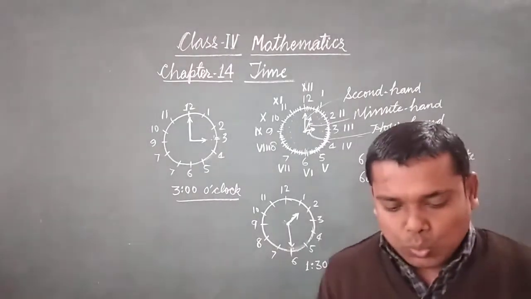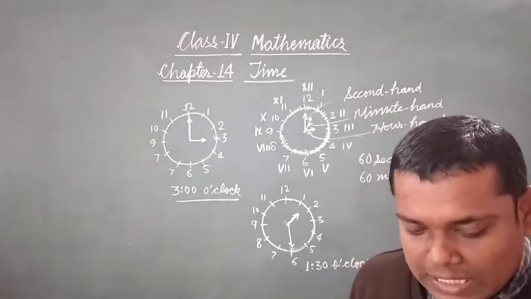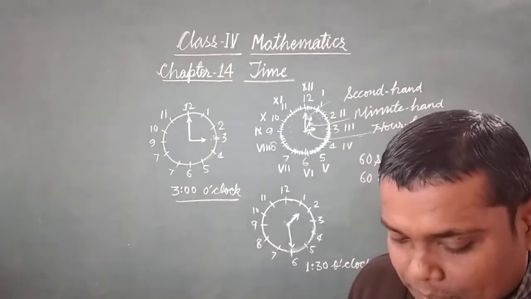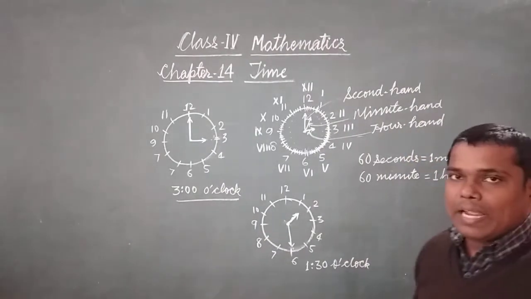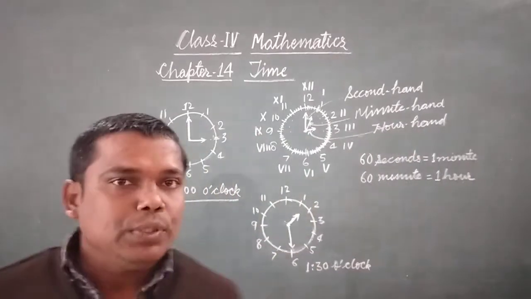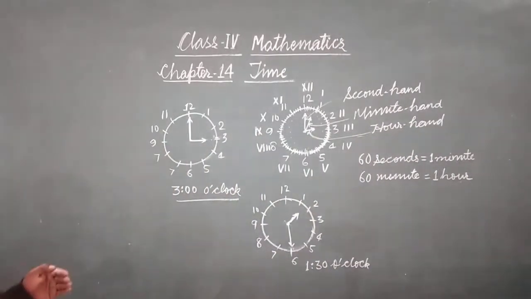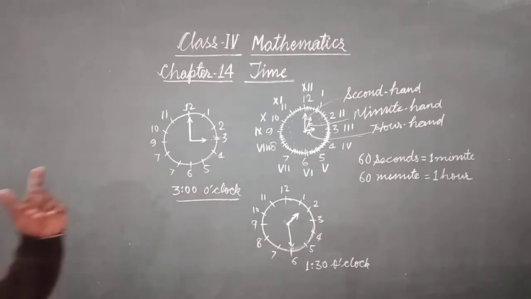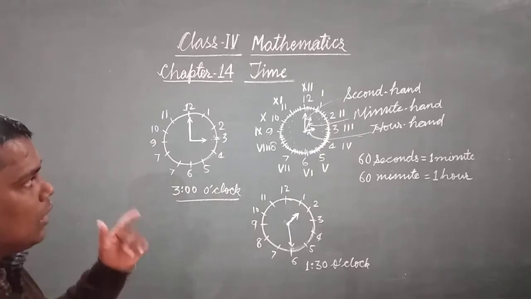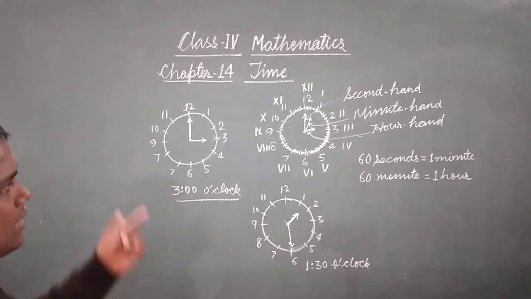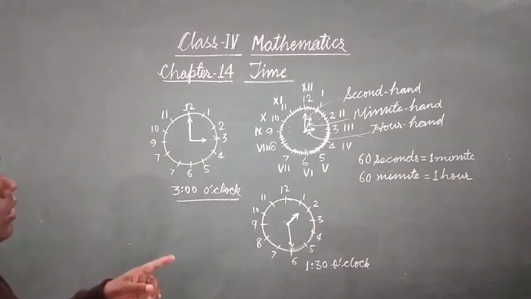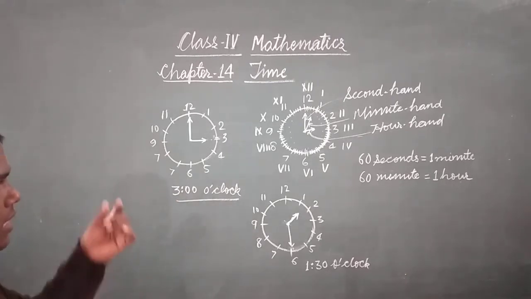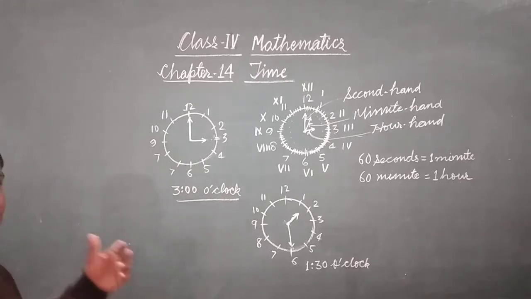Now, how to know whether the time is in AM or PM? The next topic is the use of AM and PM. I hope you understood how to see the time in a clock. There are 12 longer divisions, and these divisions are termed as hours. In a clock there are 60 divisions, and these divisions are termed as minutes and also seconds.